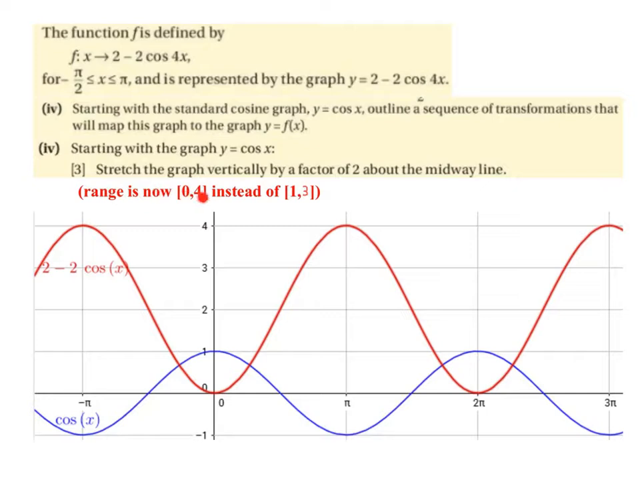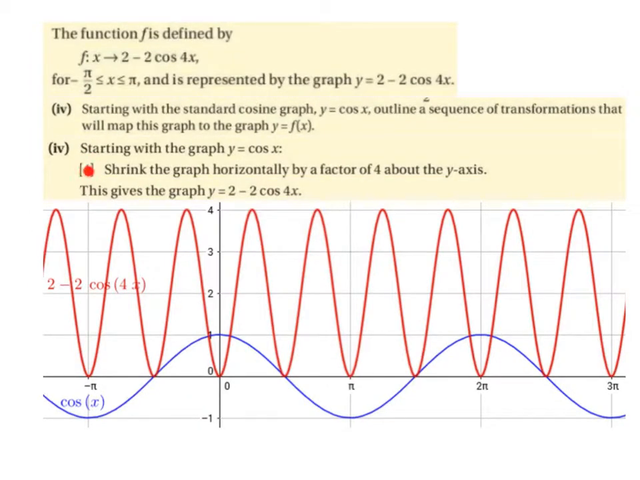So the range is now 0 to 4 instead of 1 to 3. In the last slide, we saw that the graph was going up as far as 3 on the y-axis and down to 1. So the maximum point was 3 and the minimum point was 1, because remember, the midway line was still 2. And now the range is going up as far as 4, that's the maximum point, and down as far as 0, that's the minimum point.